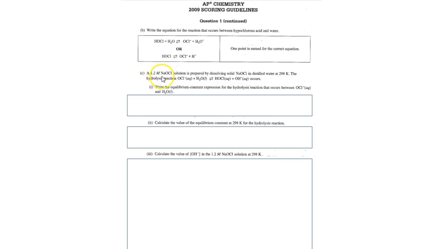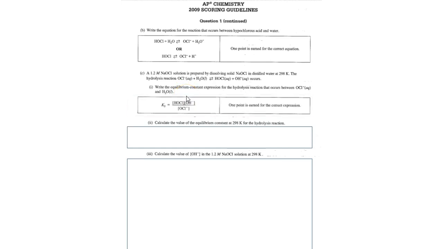Now finally we have a question about sodium hypochlorite. So we've got a 1.2 molar sodium hypochlorite solution, and they prepared it by dissolving it in water at 298 K. There's the hydrolysis reaction showing this acting as a Bronsted base, generating hydroxide ion in solution. It says write the equilibrium constant expression above. That's pretty easy, so it'll be these two products in square brackets, divided simply by the hypochlorite because water is a liquid and we omit solids and liquids. So there it is set up.